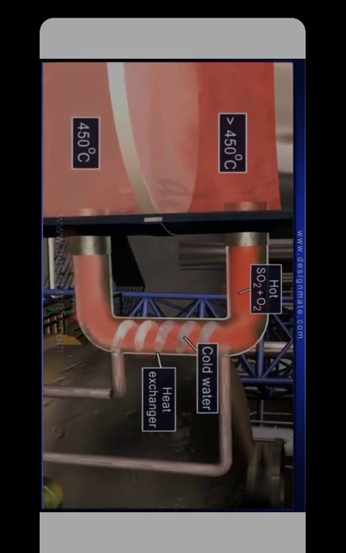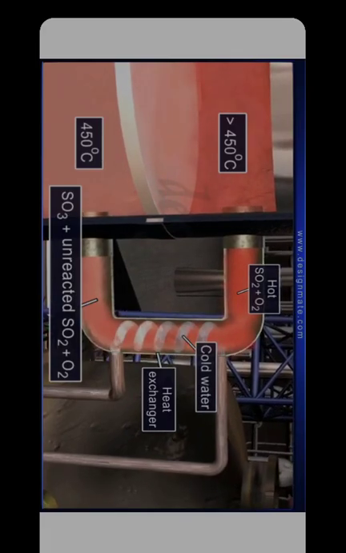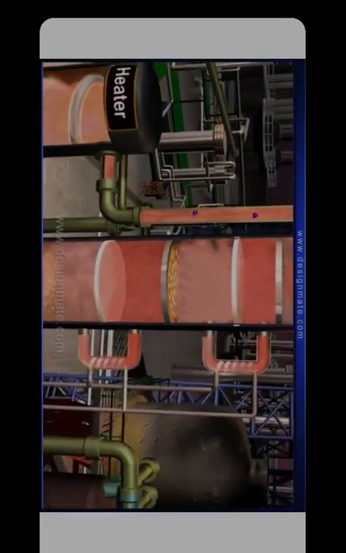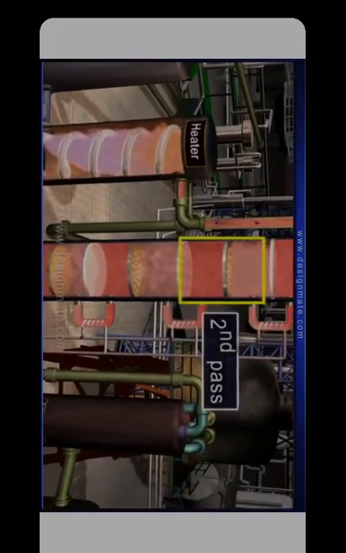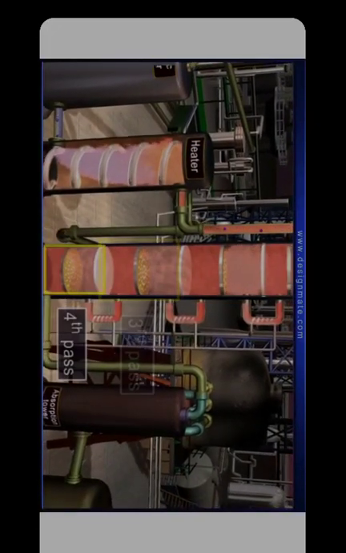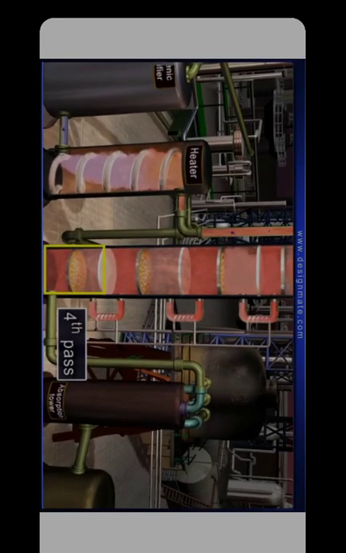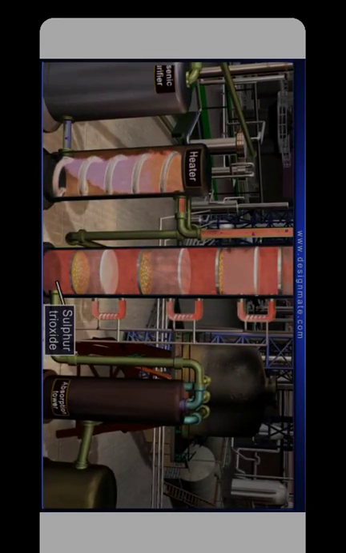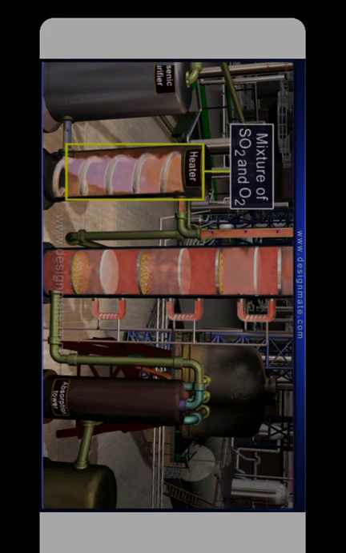This gas contains unreacted sulfur dioxide, and therefore the gas is allowed to enter the second pass, the third pass, and the fourth pass to ensure that the reactants are completely converted into sulfur trioxide. Thus, in stage 2, the mixture of sulfur dioxide and oxygen is converted into sulfur trioxide.